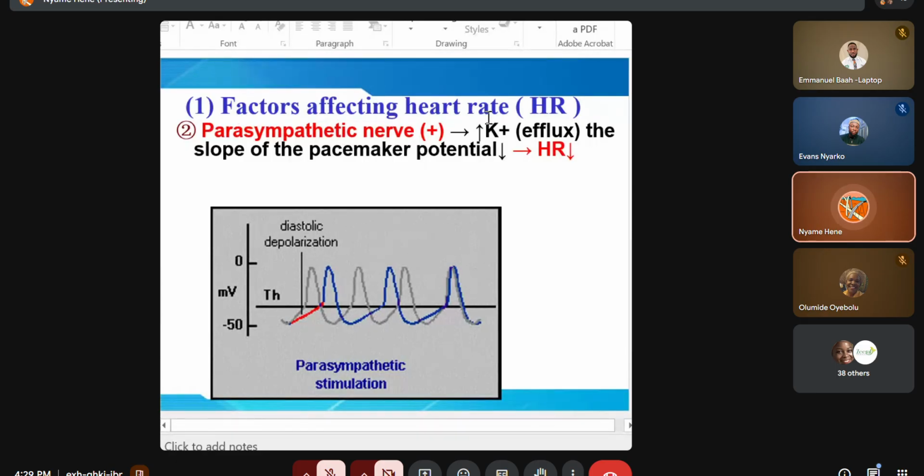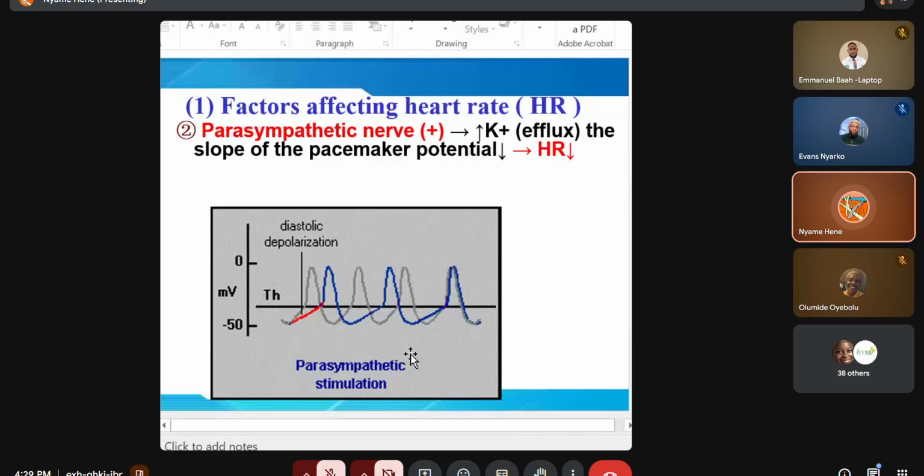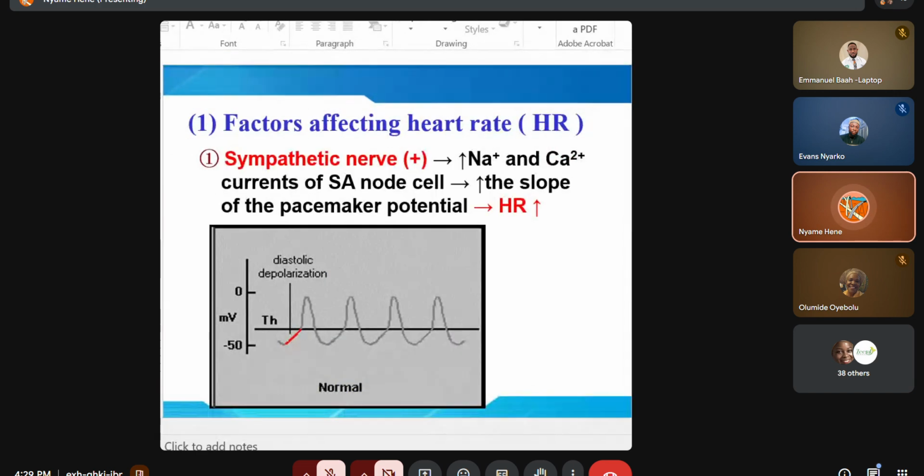So, the factors affecting heart rate. We also have the parasympathetic nerves. With an increase in potassium efflux, the slope of the pacemaker potential reduces and heart rate reduces. So when the sympathetic nervous system is increasing your heart rate, the parasympathetic nervous system will bring your heart rate down. You understand? The heart cannot be in flight mode for the whole day. For instance, you see a lion right now, and you see a tiger right now. Then your body stimulates the sympathetic nervous system, and you have to run away, right?